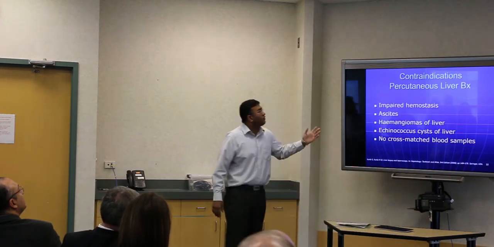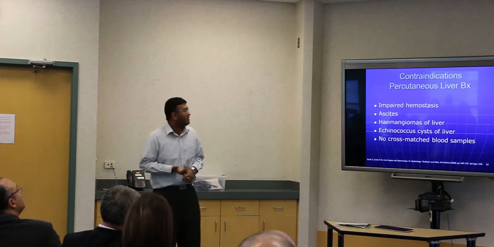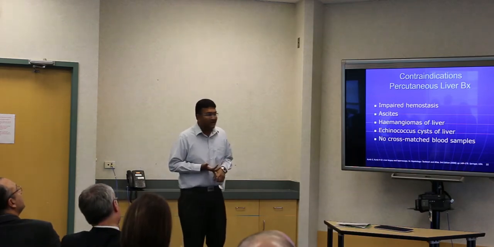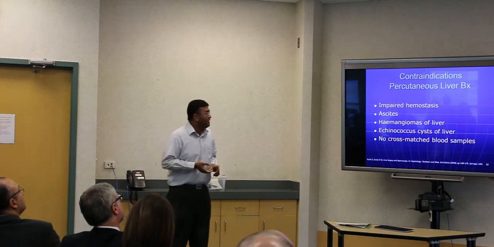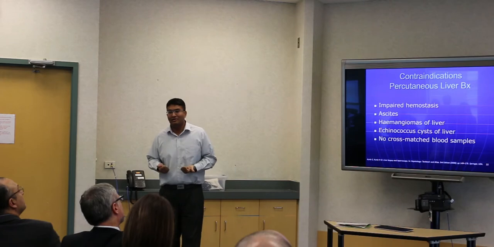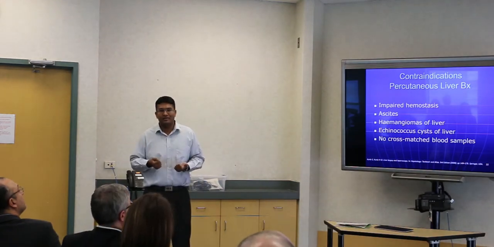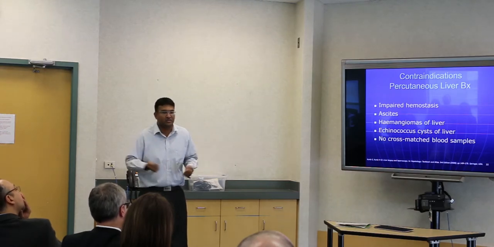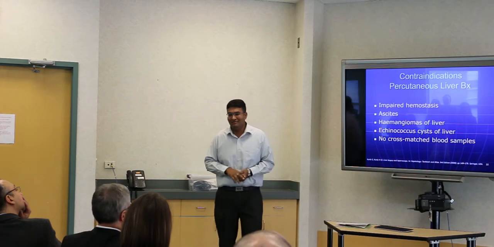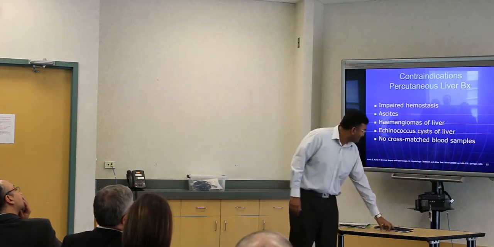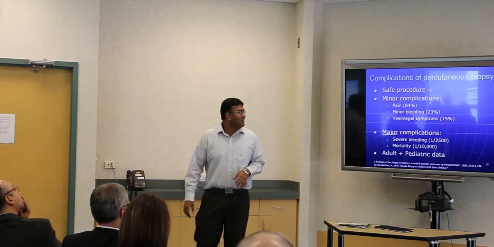So what are the contraindications for a percutaneous liver biopsy? Again, the usual: impaired hemostasis, ascites, any vascular malformations in the liver like hemangiomas, and any echinococcal cysts in the liver. The problem with echinococcal cysts is that once you puncture them, they can start an anaphylactic reaction and the patient can be in shock. So it's usually a safe procedure.